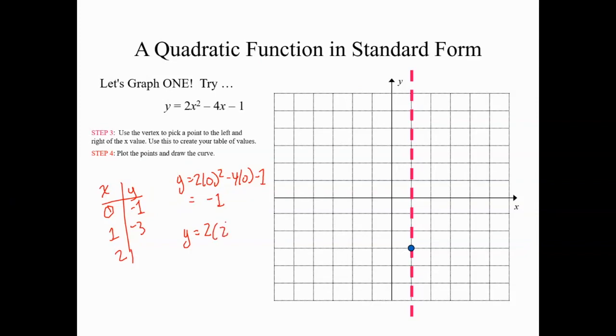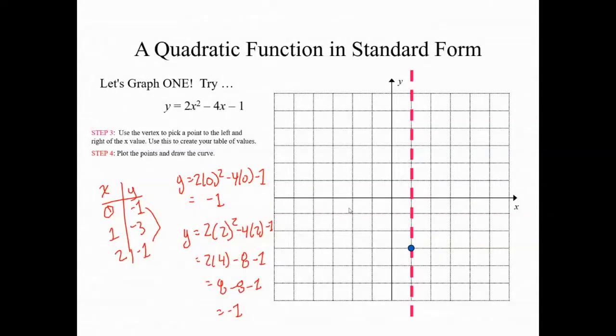Then we're going to get 2 times 2 squared minus 4 times 2 minus 1. So that gives me 2 times 4 minus 8 minus 1. 8 minus 8 minus 1, which gives me negative 1. And that is good because these should both be the same. But I always like to do it just to make sure.